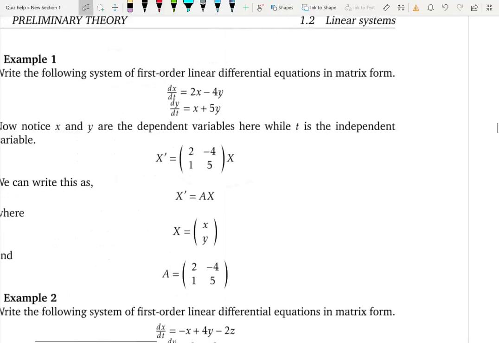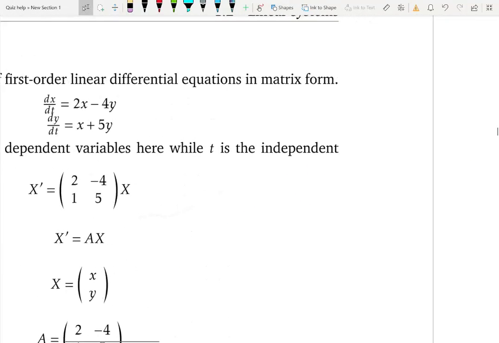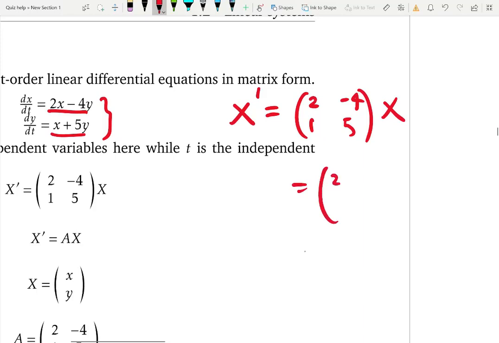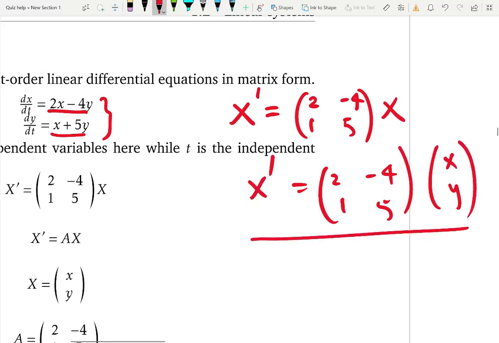Let's look at examples. Here, how can we write this two-equation differential system in matrix form? Well, x prime, that's always fixed. Now extract the coefficients in order. Coefficients of the first row: 2, -4. Coefficients of the second row: 1, 5. And what is capital X? Capital X is the dependent variables in order. So here x and y are the dependent variables. This is how you convert the system of differential equations into matrix form, where we can work with linear algebra from there. That's the idea.